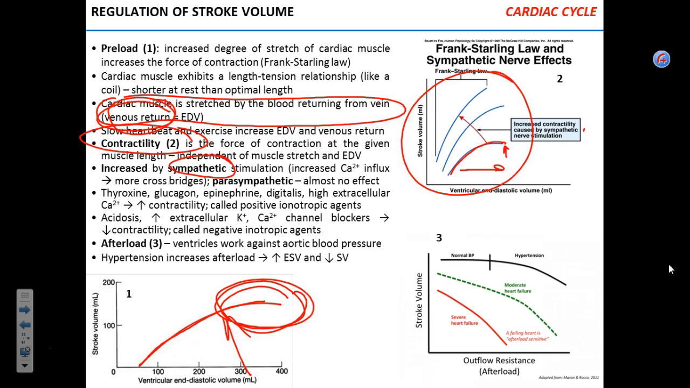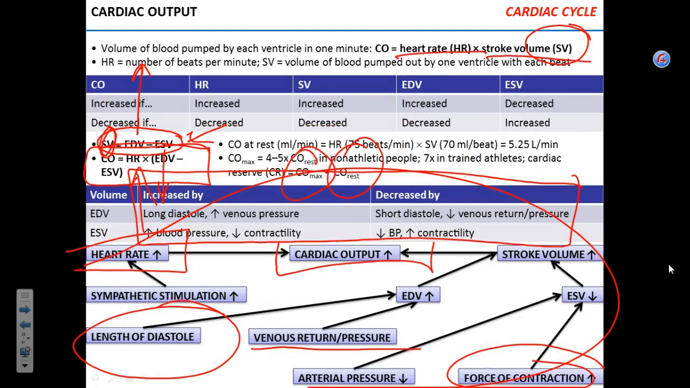Well, to figure it out, let's talk about which parameter contractility changes. When contractility goes up, the force of contraction goes up. Which parameter in this equation is going to change? Yes, stroke volume is going to increase, right? When the heart contracts stronger. Now, I'm giving you a hint: which parameter in the parenthesis is going to change because of the increased contractility? End systolic volume. And how?